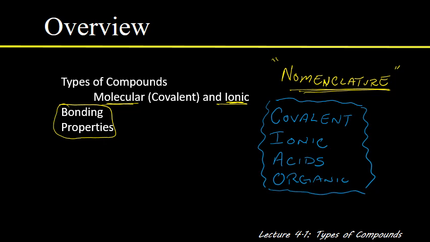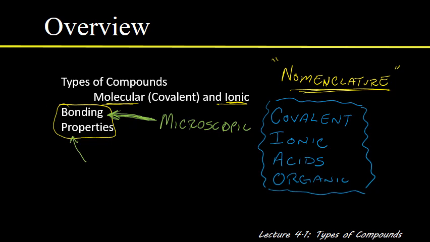Going back to a running theme in this course, we define the difference between covalent and ionic compounds. Molecular and covalent are synonyms, essentially. The difference between covalent compounds and ionic compounds is defined by their bonding, and the bonding is part of the microscopic representation, because that's how they're put together on an individual molecular level.